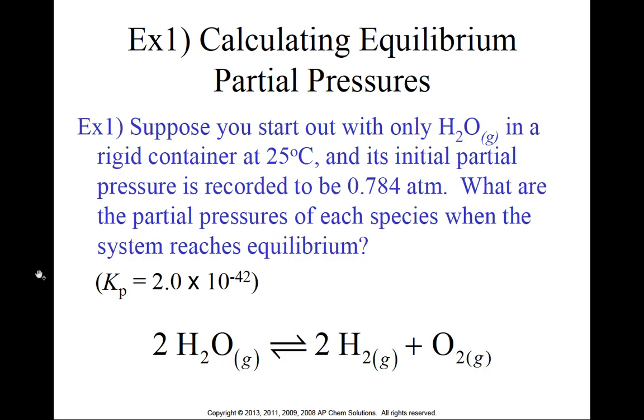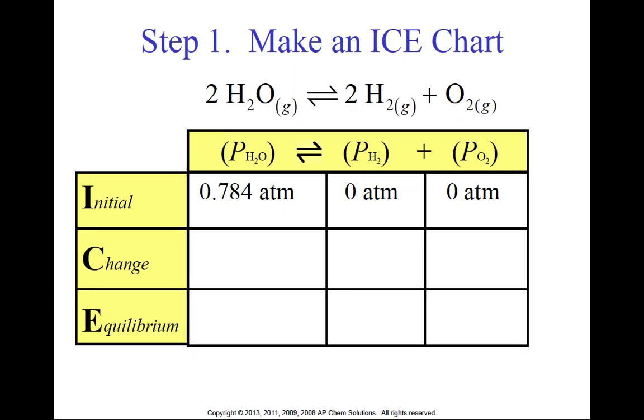So the first thing that we're going to do is set up something called the ICE table. This is the most important part of this lecture right now. We're going to use ICE tables for the rest of the year, so make sure that you understand how to use them. So basically, ICE stands for initial, change, equilibrium, and you're going to write your initial partial pressures up at the top. So start off by writing your reaction, draw your ICE table.